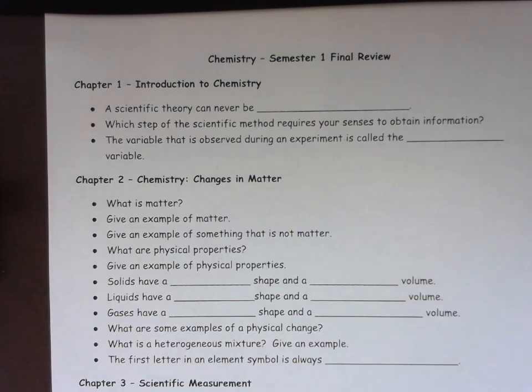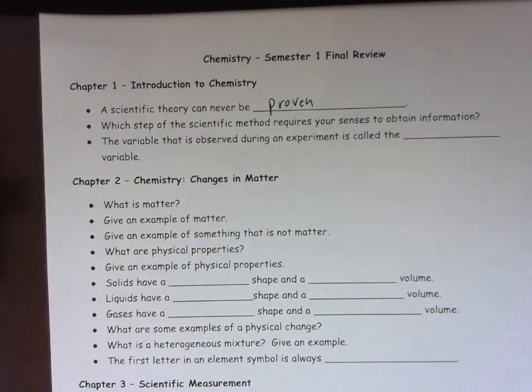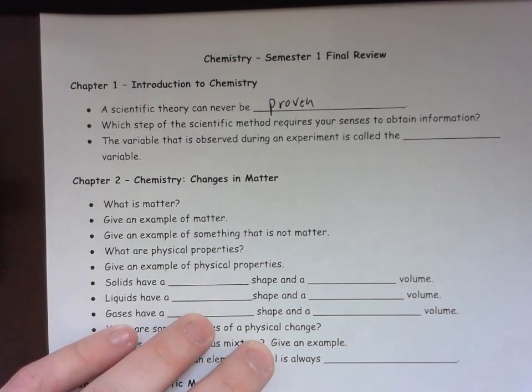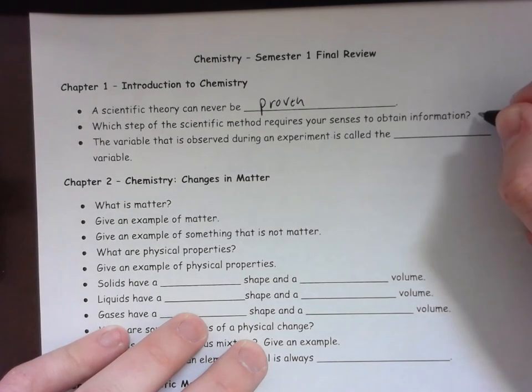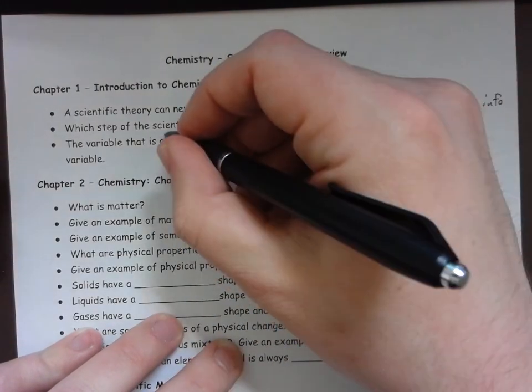Alright, so remember for our introduction, we talked about scientific theory, scientific methods, things like that. Remember, no theory can ever be proven. It can only be stated as an explanation for something that has happened. The first step of the scientific method requires your senses to obtain information. So that is going to be gather info, or make observations. So gather info, make observations.